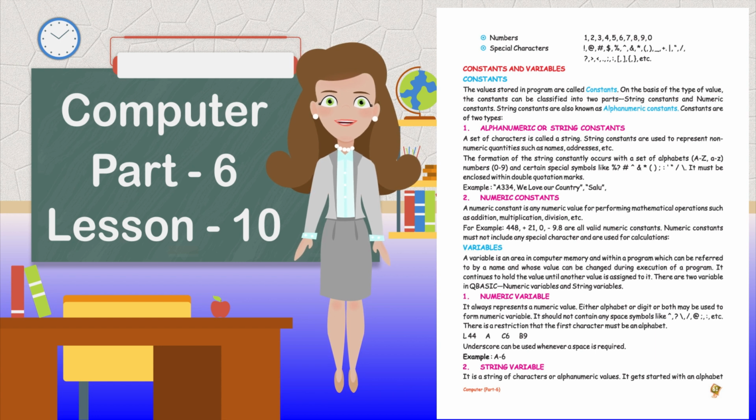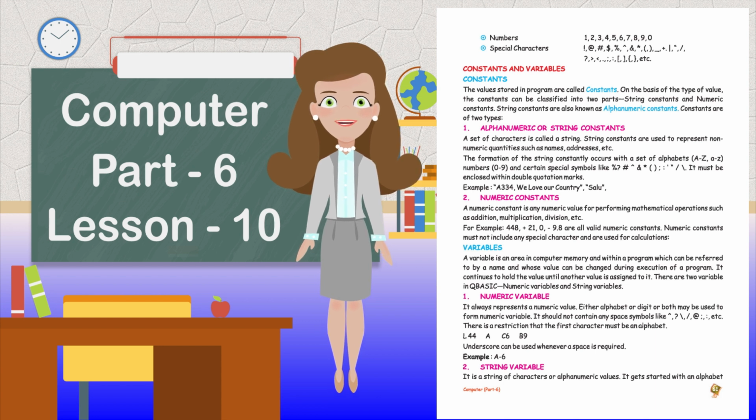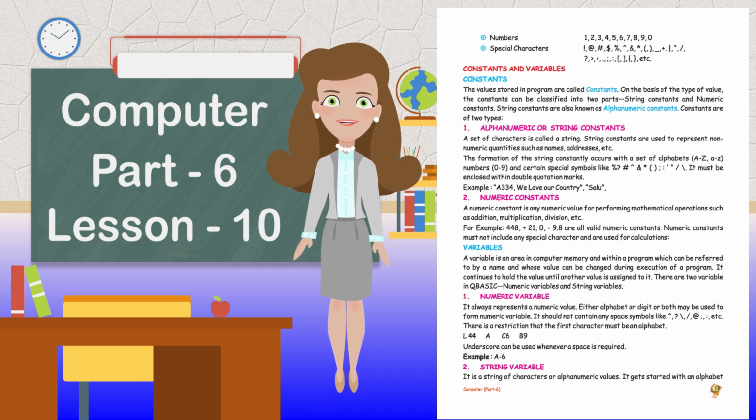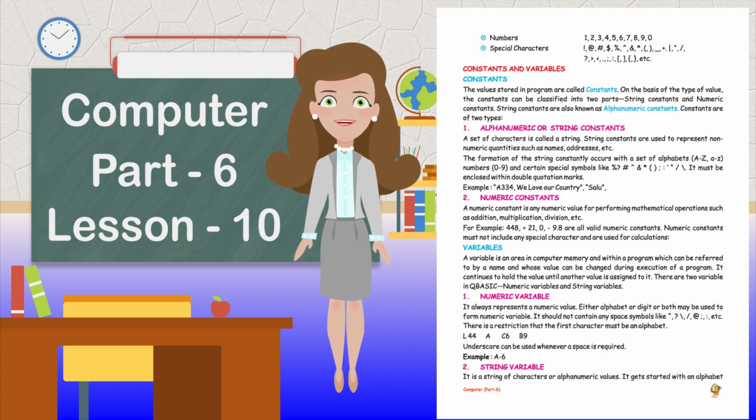Variables. A variable is an area in computer memory and within a program which can be referred to by a name and whose value can be changed during execution of a program. It continues to hold the value until another value is assigned to it. There are two variables in QBasic: numeric variables and string variables.